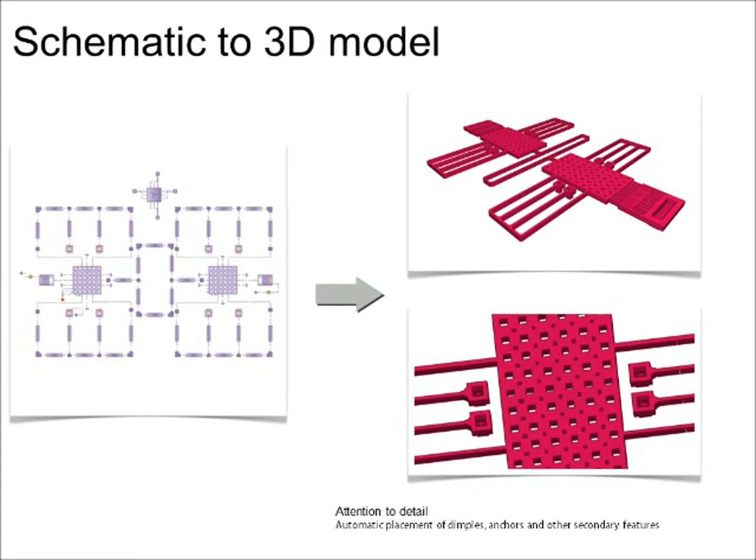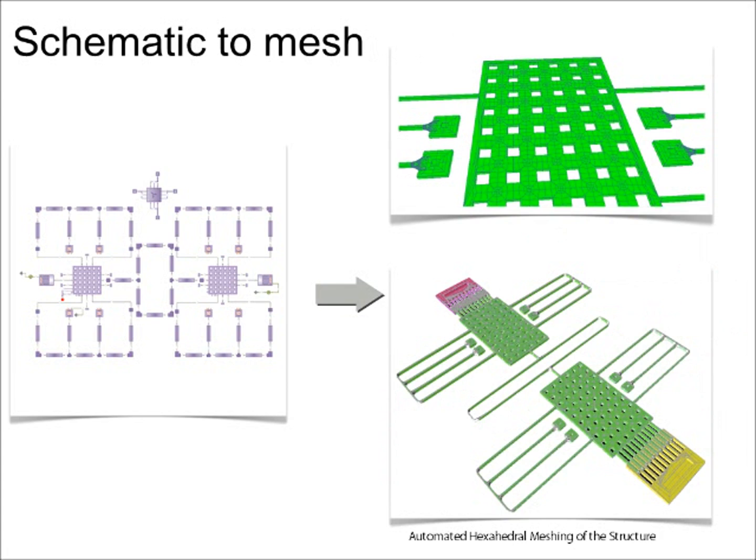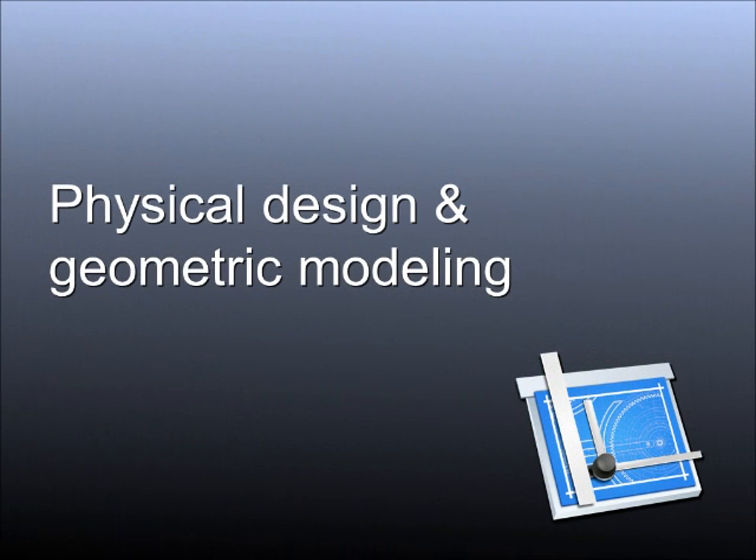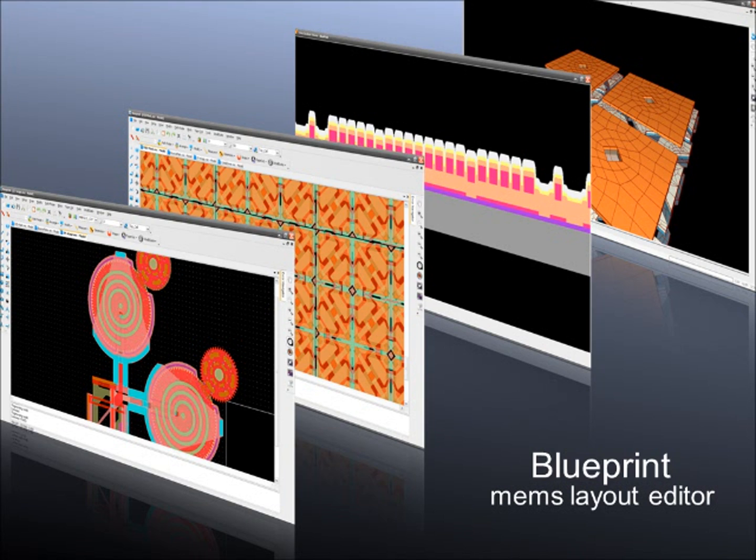You can also directly generate a 3D meshed model using Mesh Manipulator and 3D Builder. And again, there's attention to detail with the dimples and anchors. But first, you'll want to generate your mask layout using a layout editor like Blueprint.